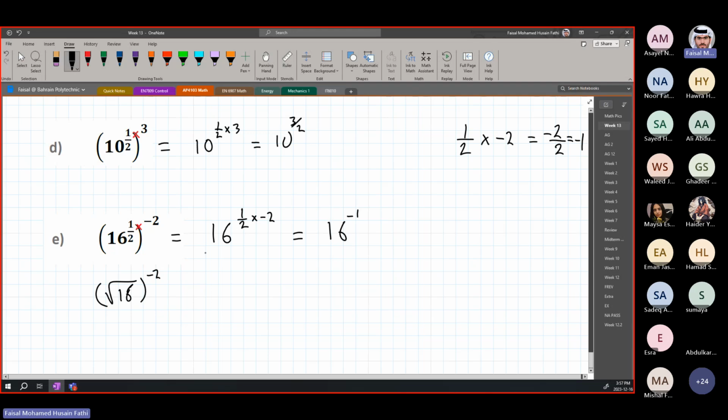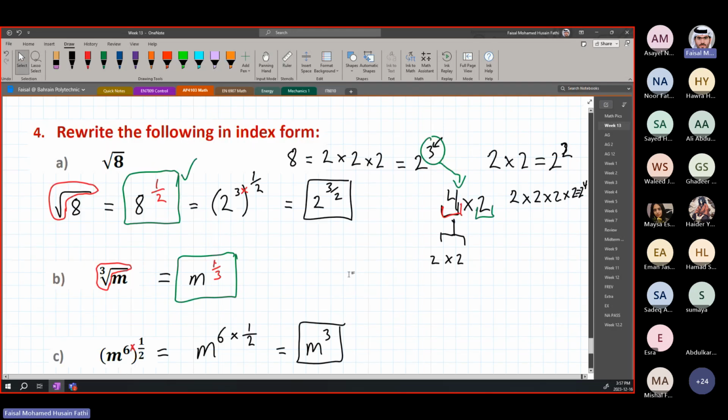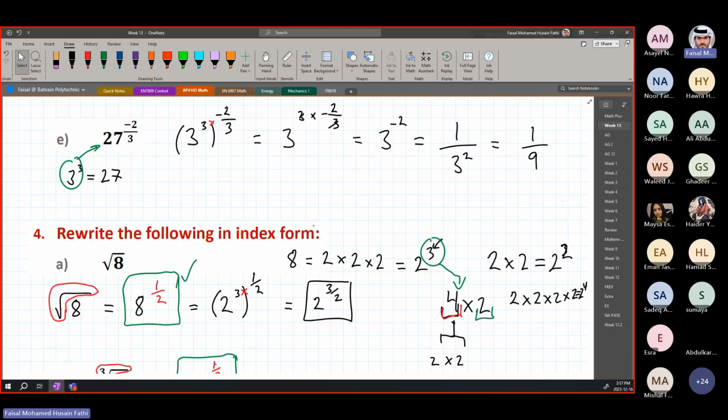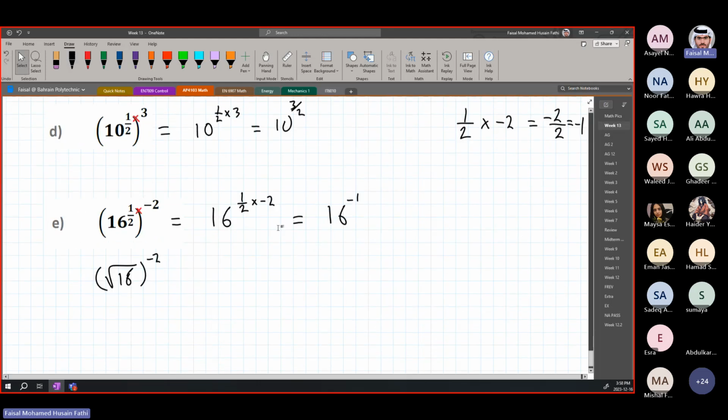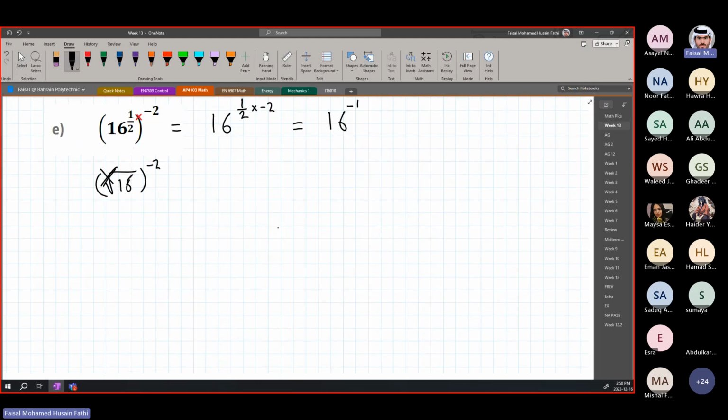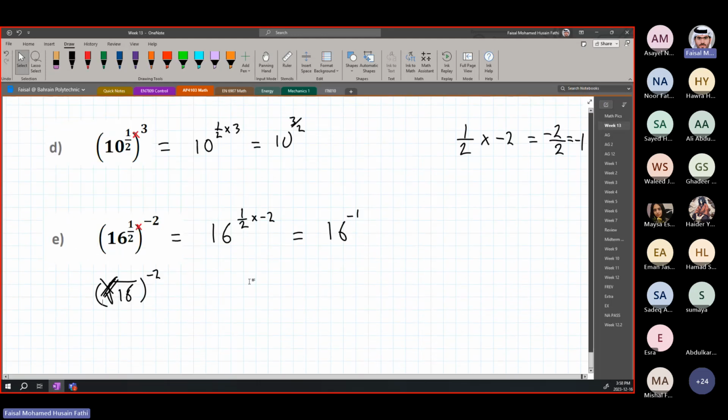This is correct, but keep in mind the question is asking in index form. Index form, you have to not have any square root in there. That's why we are solving it this way.